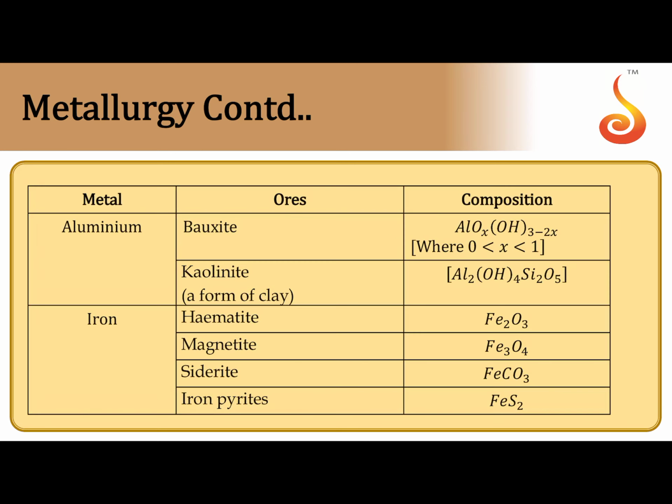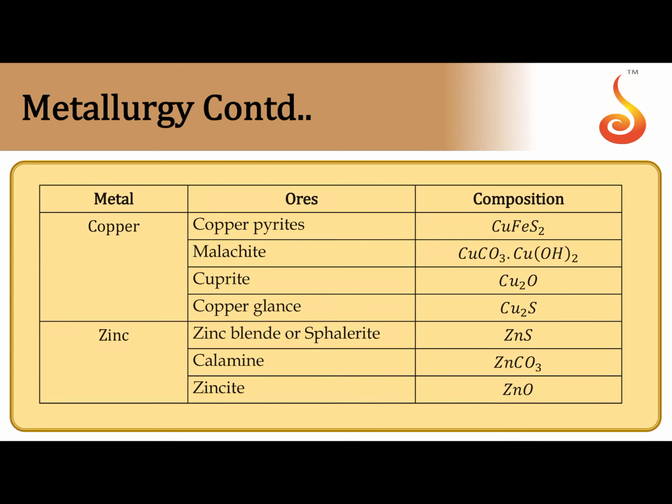So, you observe some minerals. Aluminum: bauxite is the ore. Iron: hematite, magnetite, siderite, iron pyrites, etc. Copper: copper pyrites, malachite, cuprite, copper glance. Zinc: zinc blende, ZnS, calamine, zincite.